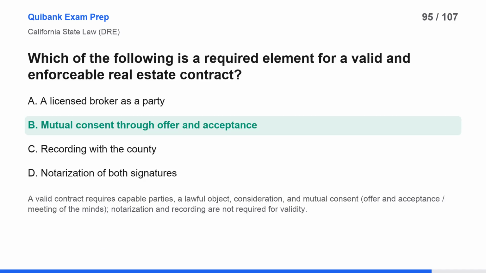The answer is B. Mutual consent through offer and acceptance. A valid contract requires capable parties, a lawful object, consideration, and mutual consent: offer and acceptance, or meeting of the minds. Notarization and recording are not required for validity.